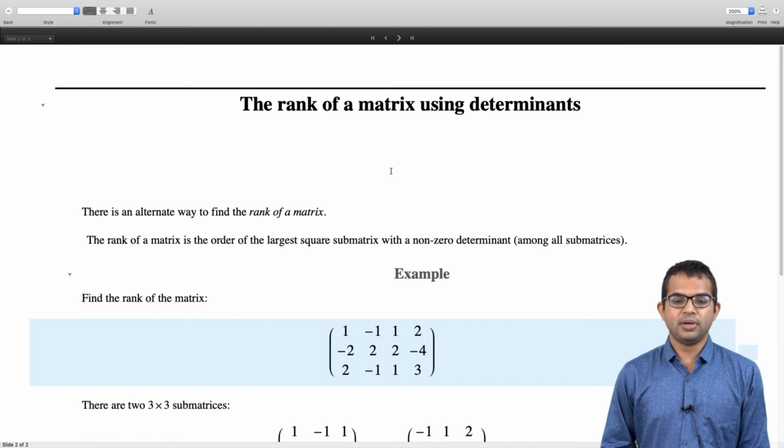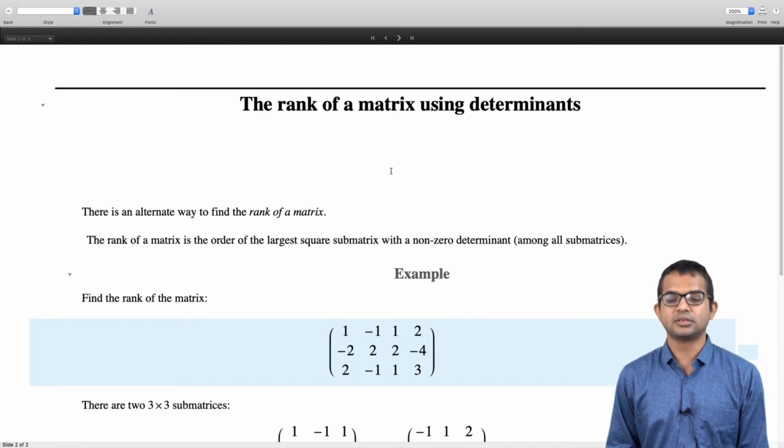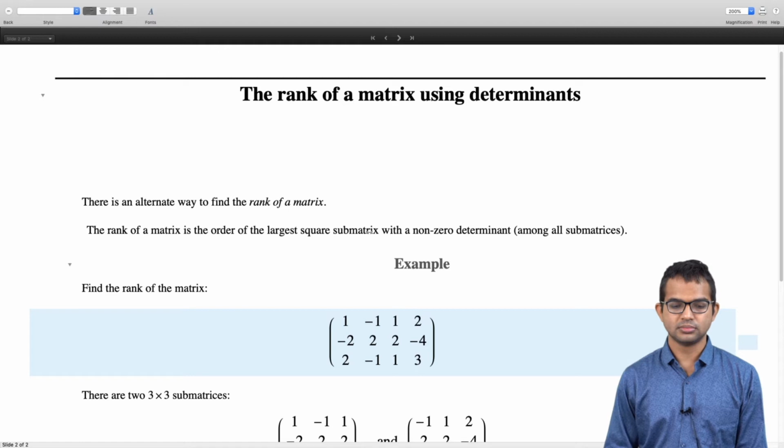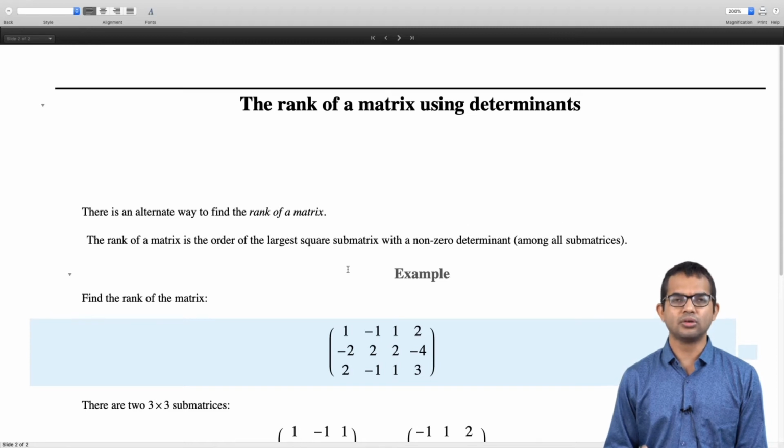The rank of a matrix is simply given by the order of the largest square submatrix with a non-zero determinant. It's best explained with the help of an example. Consider a matrix with 3 rows and 4 columns, and I want to find out what its rank is. Of course, I can do row reduction. You know the drill.